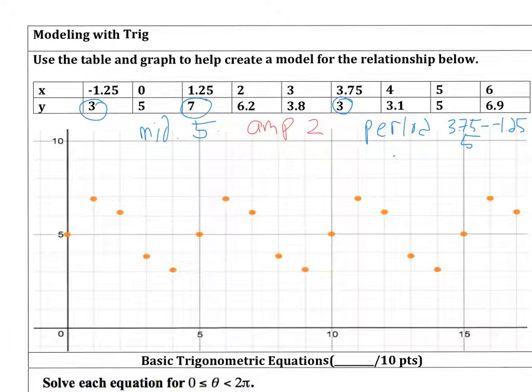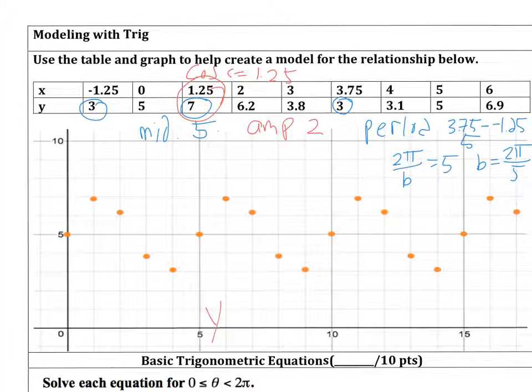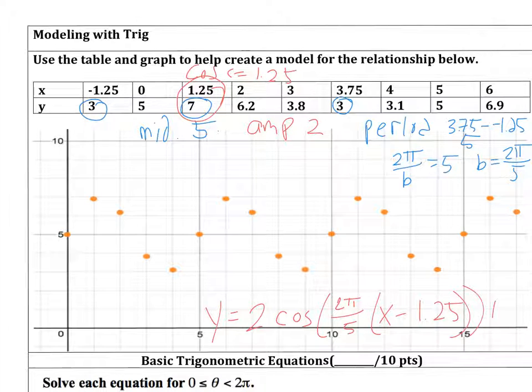All right, so if 2 pi over b is equal to 5, that means that my b value is going to be 2 pi over 5. For cosine, we start at a max value, so that means that for a positive cosine, my c equals 1.25. And in looking at this, we get y is equal to amplitude of 2, cosine, 2 pi over 5, x minus 1.25, and then plus my midline of 5.